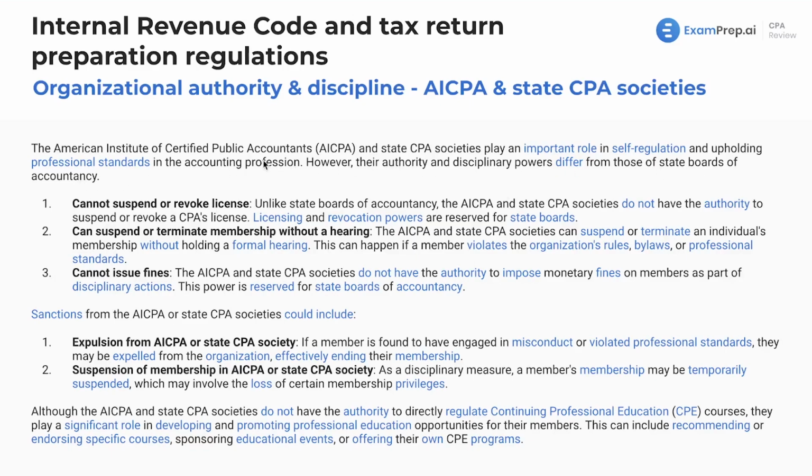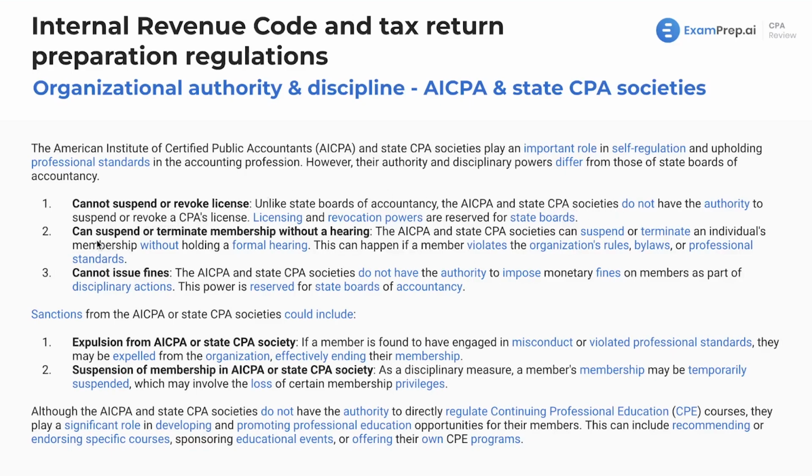So, but right now we're talking about the AICPA and the state CPA societies, which kind of think of them like clubs. Think about joining the AICPA and state CPA societies like clubs. Now, these individuals or these groups cannot suspend or revoke your license. That is reserved for the state board, the official Florida State Board, the official Georgia State Board of CPAs. That is what they can do. So these AICPA and CPA societies do not have the authority to suspend or revoke the license.